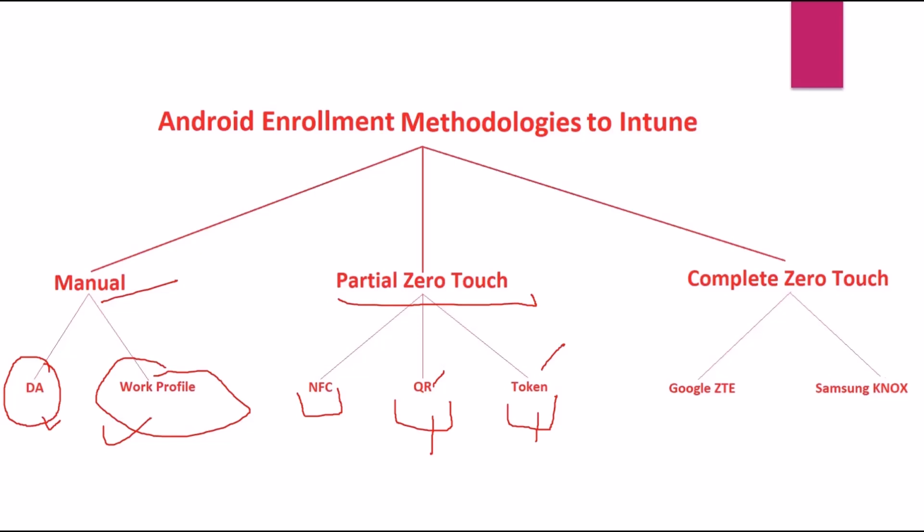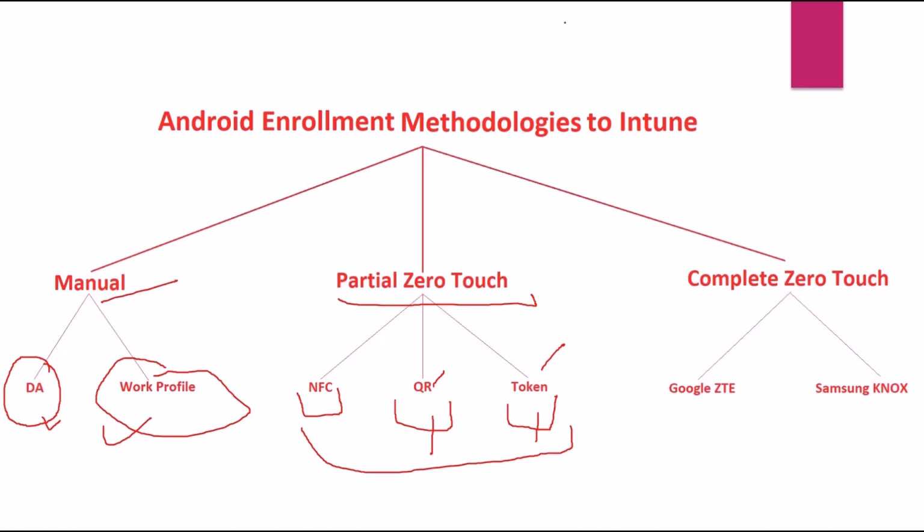So what I'm trying to say is I have categorized these as partial zero touch because there is a step that is pending on the end user to perform, and that step being he has to open up the camera, scan the QR code from the mobile device, or he has to enter the token manually or tap with the NFC device.